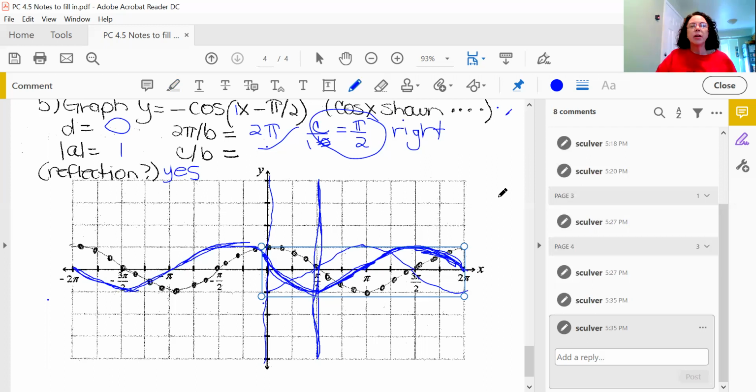So I think we've covered everything that you will need to help you with section 4.5. And of course, it'll be great to go over that in class.